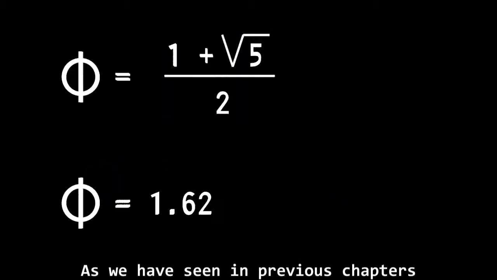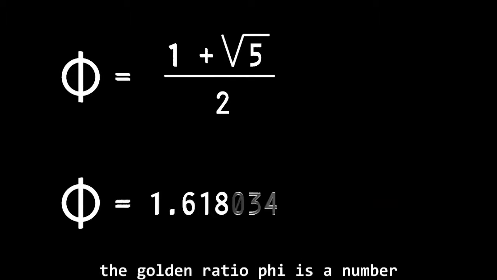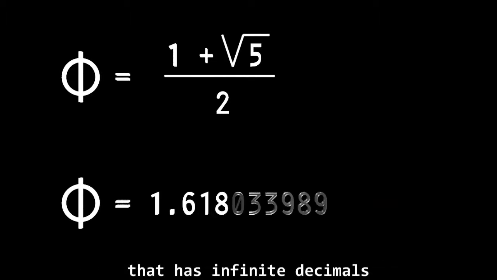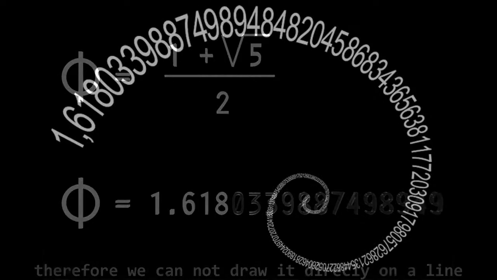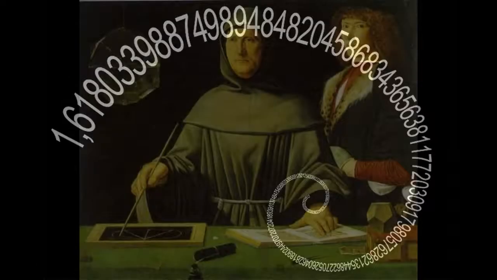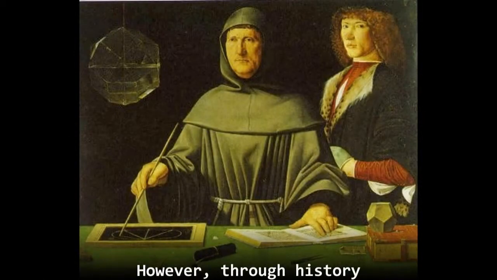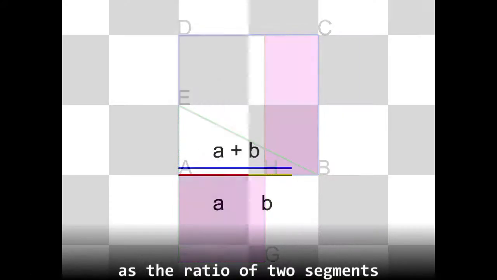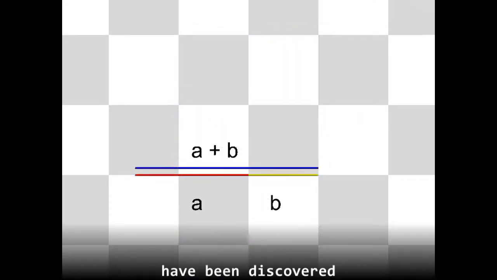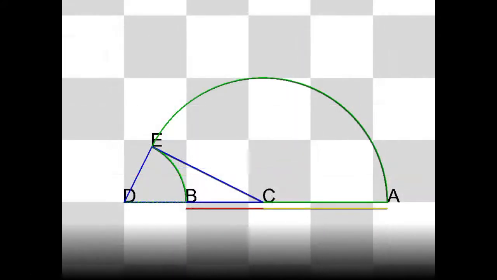As we have seen in previous chapters, the golden ratio phi is a number that has infinite decimals. Therefore, we cannot draw it directly on a line. However, through history, different ways of representing it geometrically as a ratio of two segments have been discovered. Let's see some of these methods.